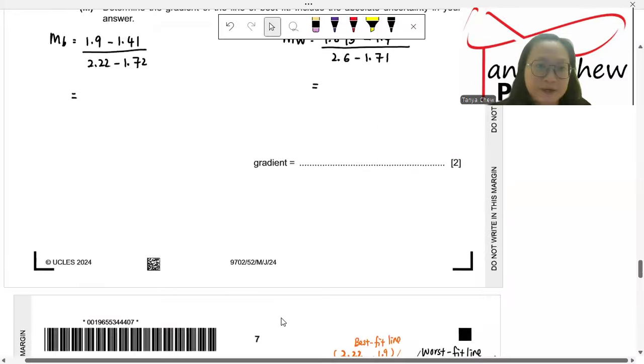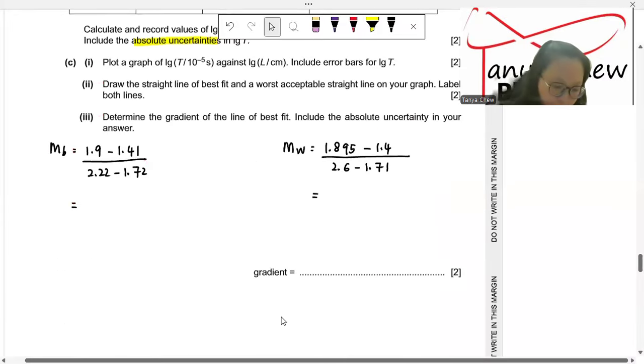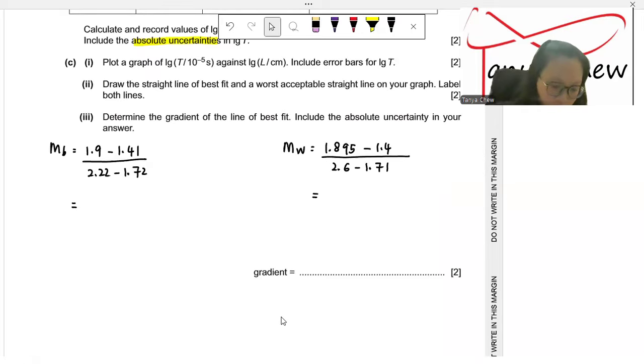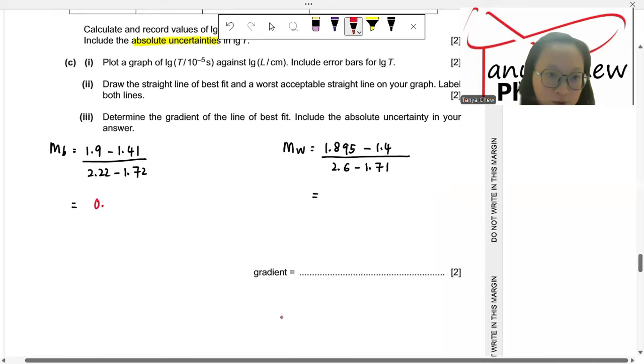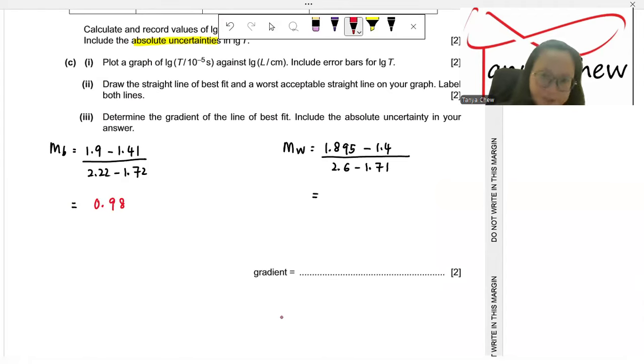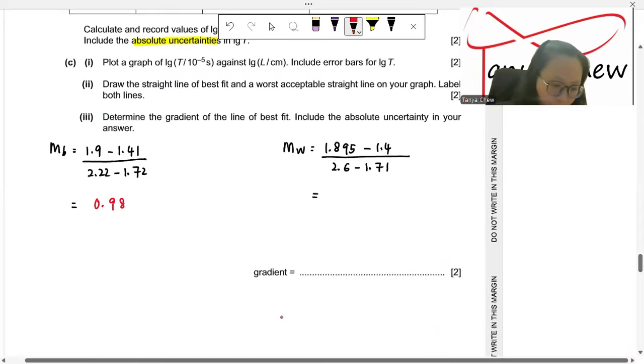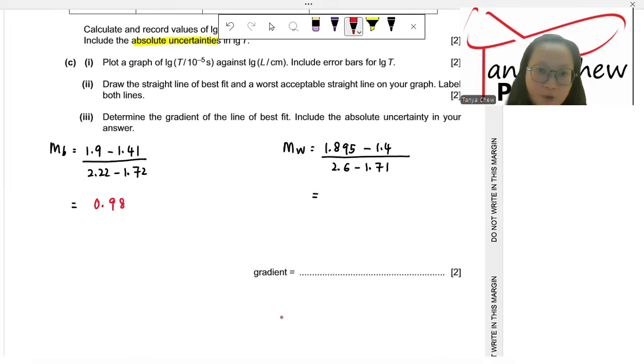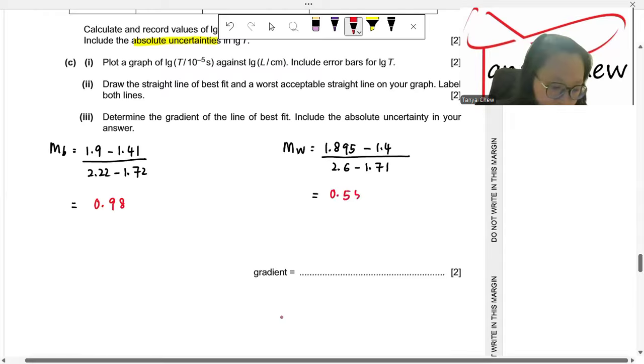So the 2 points that I used were, okay, 1.9 minus 1.41, divide 2.22 minus 1.72. And the answer that I got from here is 0.98. What about this? 1.895 minus 1.4, divide 2.6 minus 1.71. Okay, for this one, I got more. So you take more significant figures, 0.5562.